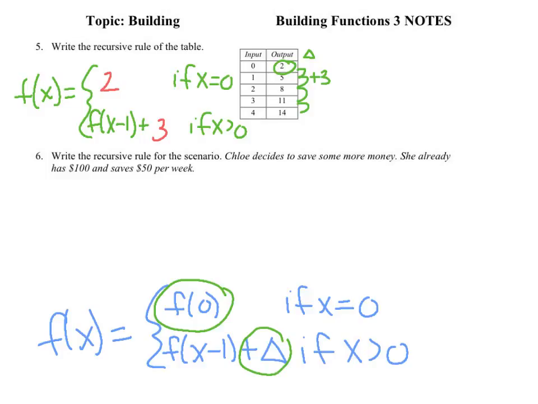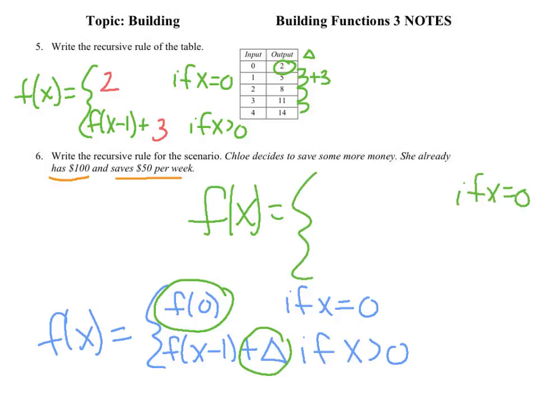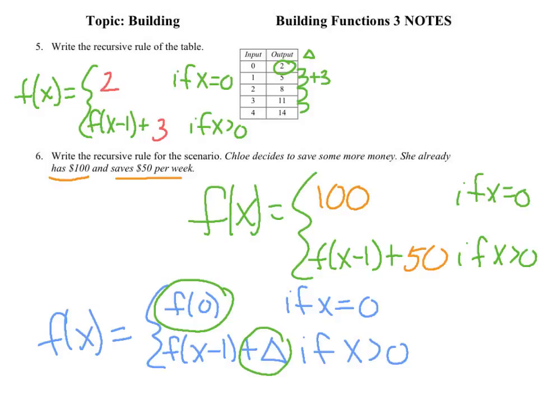Now let's look at question 6. Write the recursive rule for the scenario. Chloe decides to save some more money. She already has $100, which is what she started with, and she saves $50 per week. So I'm going to write down everything that stays the same. So now, she already has $100. So that $100 is where I'm going to start at. And then she saves $50 per week, so that's going to be my slope.